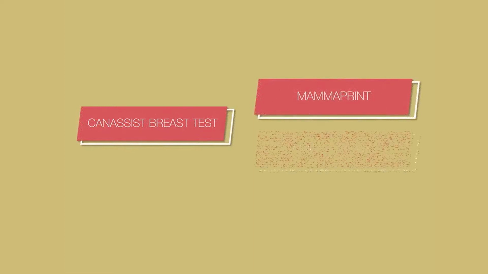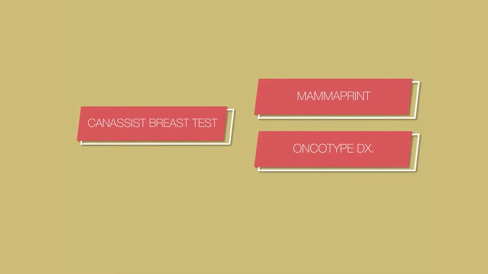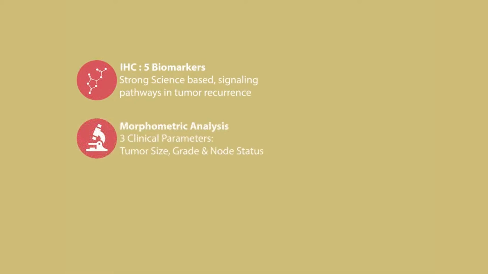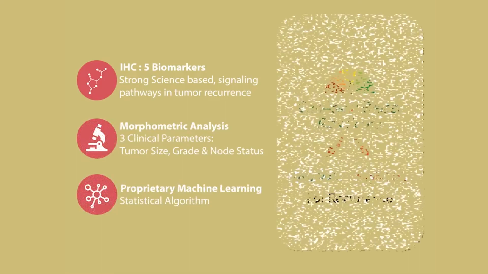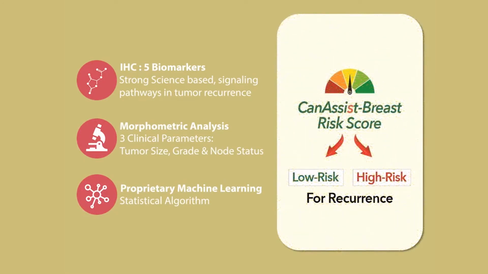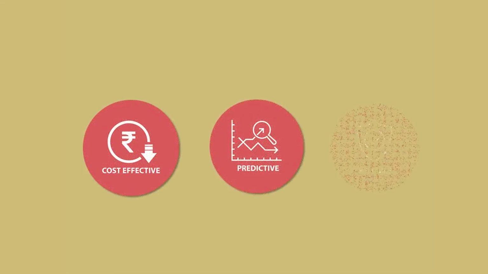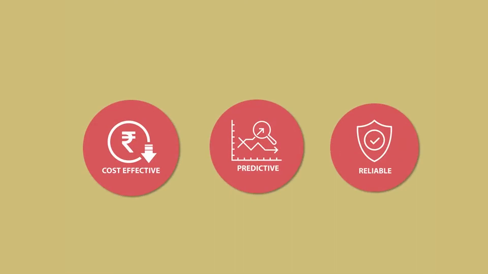Here, the CanAssist Breast test fits very well as it is validated in the Indian population, unlike other tests like MammaPrint and Oncotype DX. It is a morphometric IHC-based test that provides a CanAssist Breast score as low and high risk in early-stage breast cancer patients, stage 1, 2 and 3A, with the expression of 5 novel biomarkers and 3 clinical parameters: tumor size, grade, and nodal status, for distant recurrence over 5 years. The test is cost-effective, predictive, and reliable to assess risk of recurrence to plan optimal treatment for targeted drugs, hormonal versus chemo.